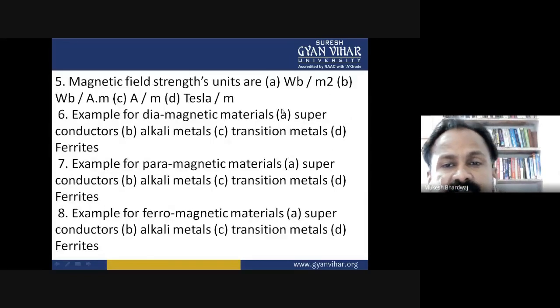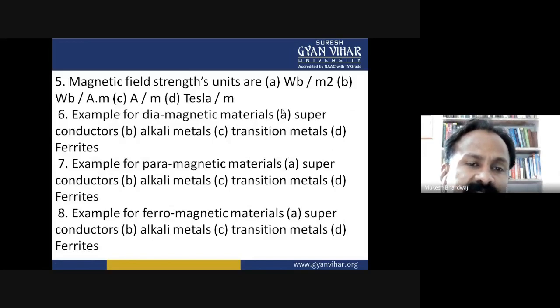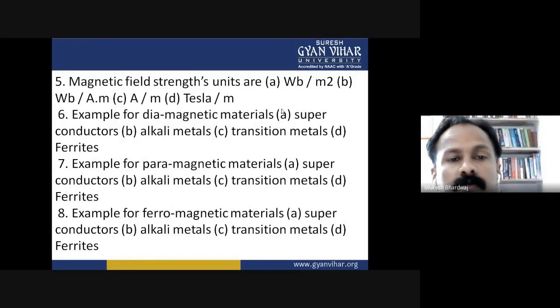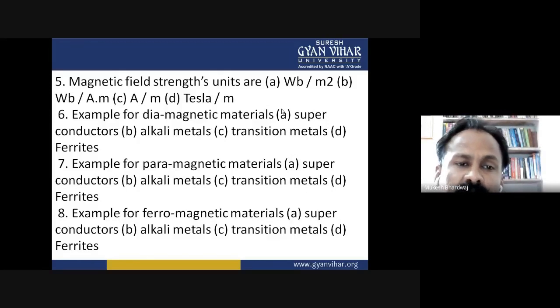Magnetic field strength units are. These are the simple fundamental questions or the quiz based on the examples for diamagnetic materials: superconductor, alkali metal, transition metals, and ferrites. So, what are the examples of diamagnetic materials? Choose the option.